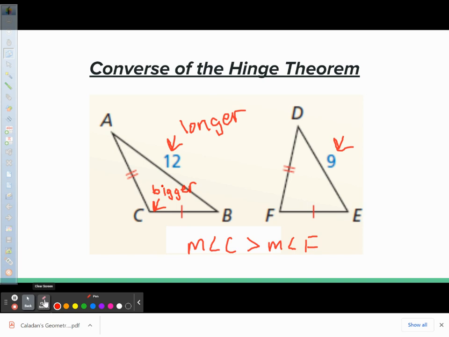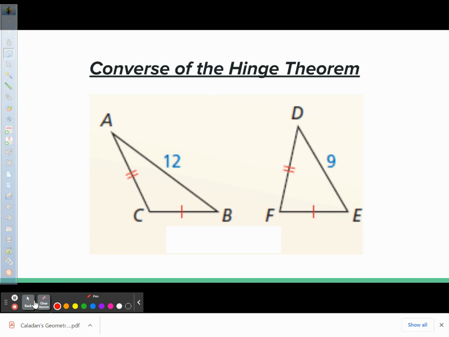Some of the big idea on the big math I ever went over, like the last problem. Oh, hang on just a second. All right, what questions do you have about the hinge theorem before we get started on an example?